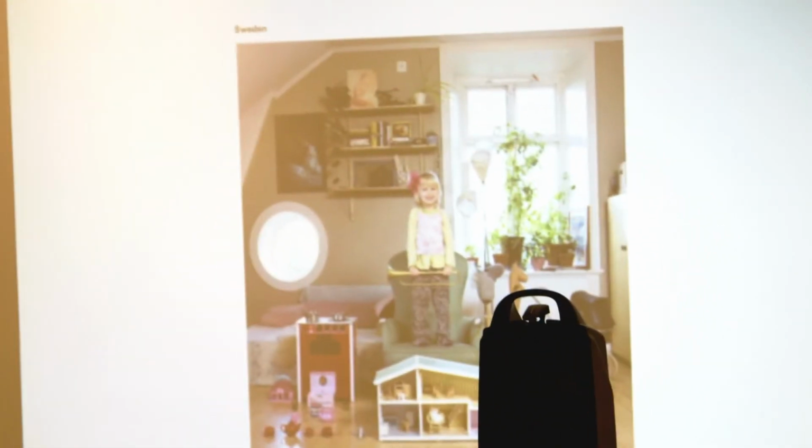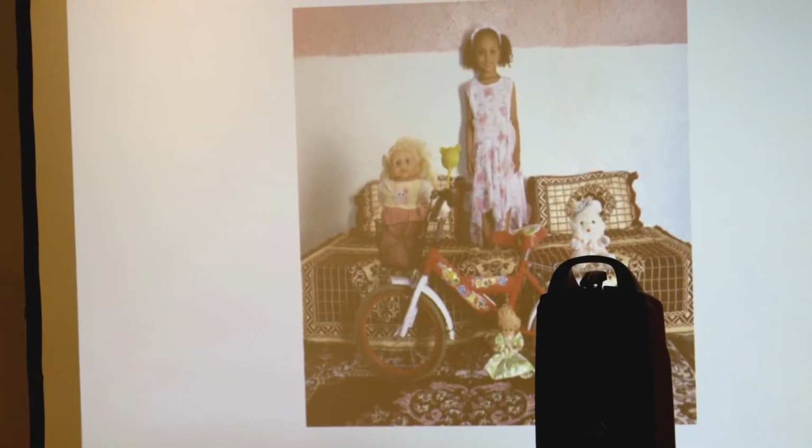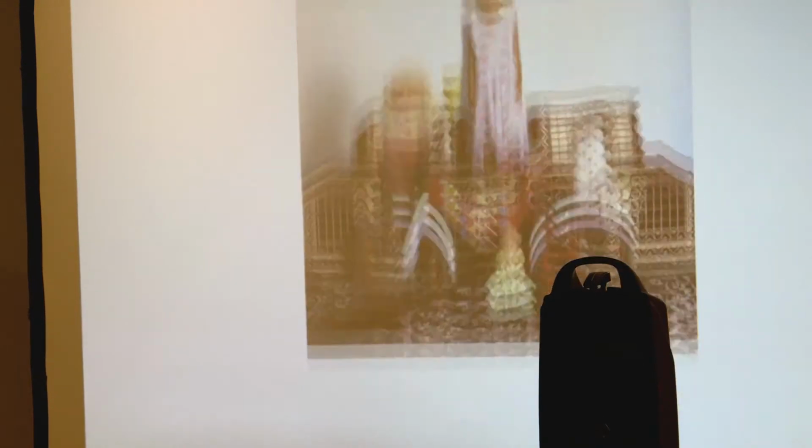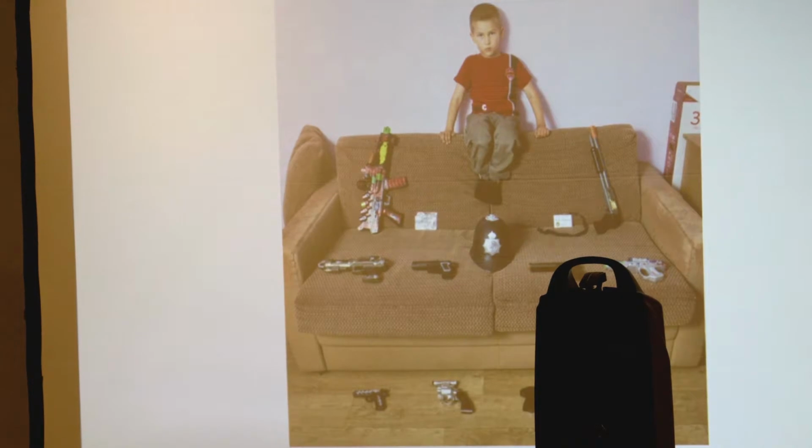And so I would show them pictures like this of this young man from Thailand and his motorbikes, this young girl from Sweden and her dollhouses and stove and baby carriage, this young boy from Kenya and his stuffed animal, this little girl from Algeria and her bike and toys, and this young man from Ukraine. Now, as they were responding, they had a lot of different reactions.